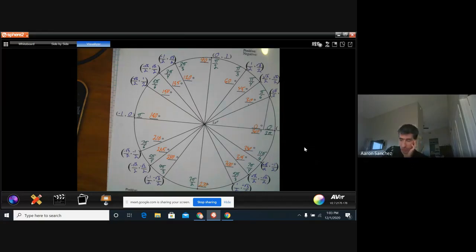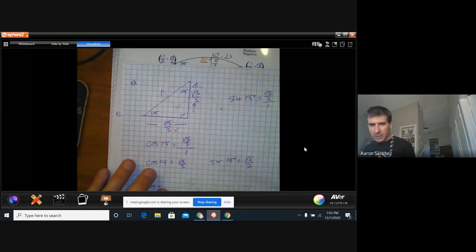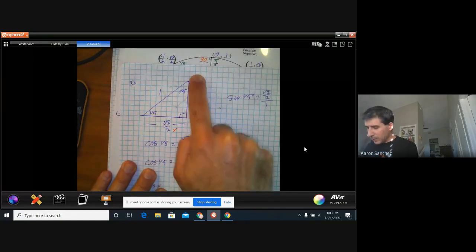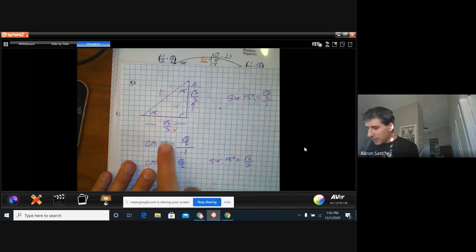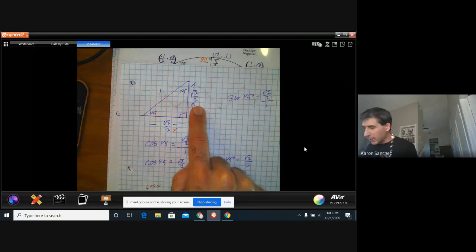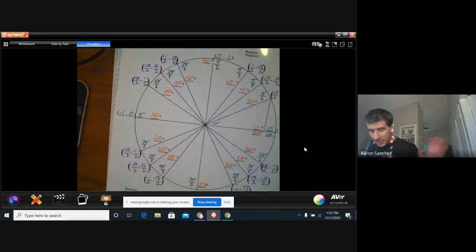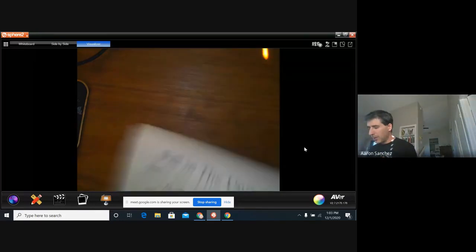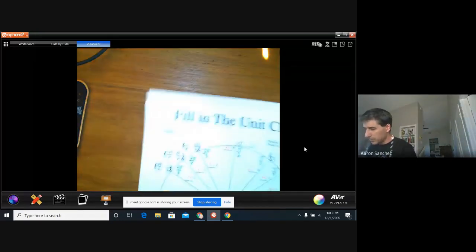5, 4, 3, 2, 1. Okay, now remember, we were talking about this point here, this is my x, this is my y. When we calculated, we said this is equal to the cosine, and the y is equal to the sine. The only thing I need you to remember is this. Write this down on your unit circle.